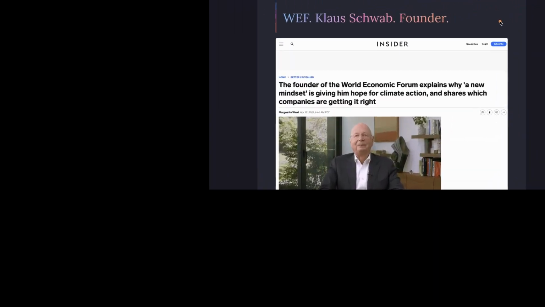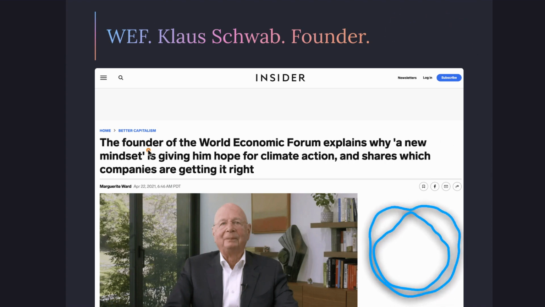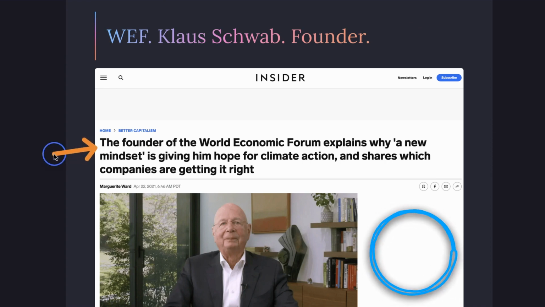It's not official, but I have a good feeling about who is behind this. The World Economic Forum, Klaus Schwab, he is the founder of the WEF. And here is a headline that I wanted to share with you. It says, the founder of the World Economic Forum explains why a new mindset is giving him hope for climate action and shares which companies are getting it right.